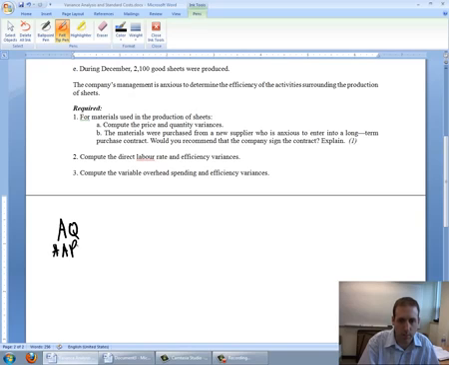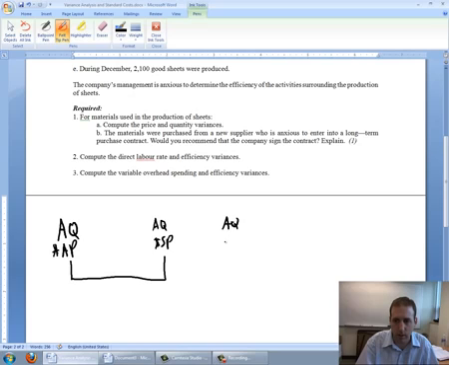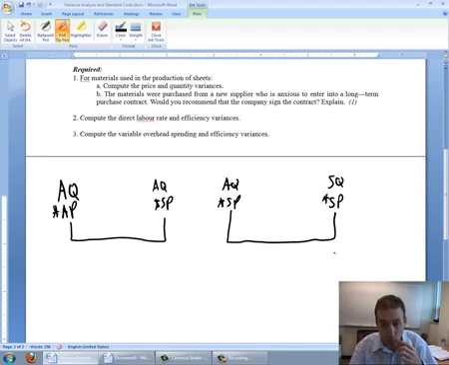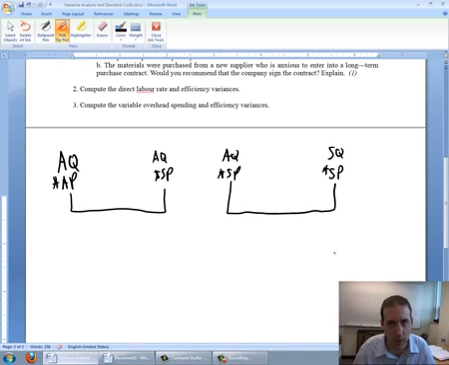AQ, AP, AQ, SP, and then I set up another table, AQ, SP, and SQ, SP. What AQ stands for is actual quantity, AP is actual price, SQ is standard quantity, and SP is standard price. And this is the way I'm going to compute all of my variances.